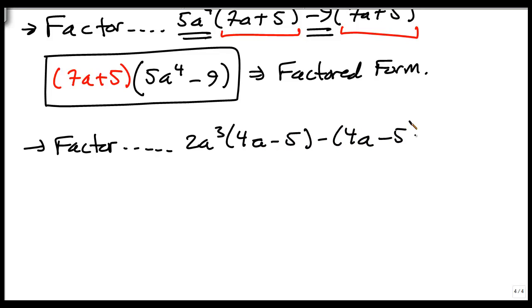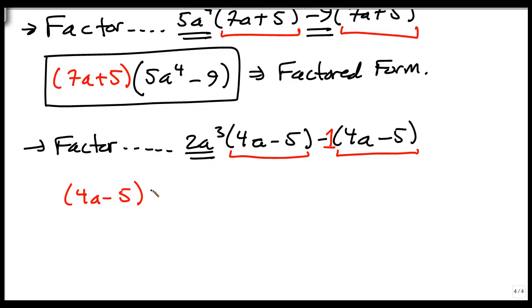Now parentheses placement is key here. It's so important. Now on this problem, I see that I have a 4a minus 5 that's common. How many 4a minus 5s do you see here? And the answer is 1. That's an implied 1.